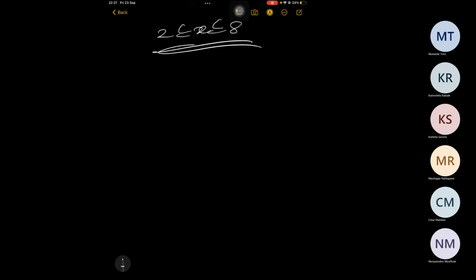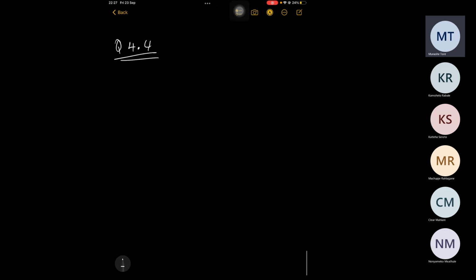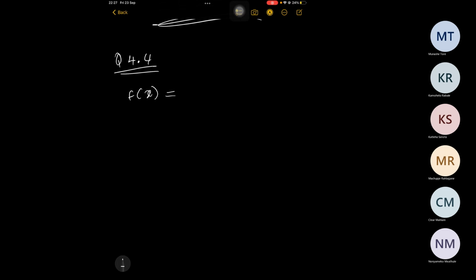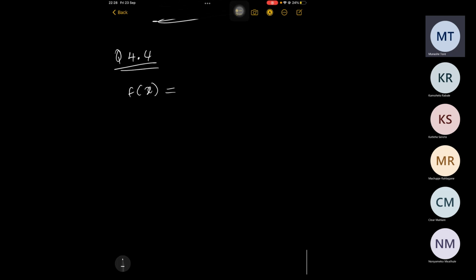Let me look for question 4.4. But I'm actually not going to do it because it's the same as what you just did now. Question 4.4 is saying f(x). It's just changed one or two things. That's what we did. You can see question 4.4 is almost similar to question 4.5. It just changed the value of the constant and the range only. The question is just the same. You work it out the same way that you just worked this one out. Then that's it.